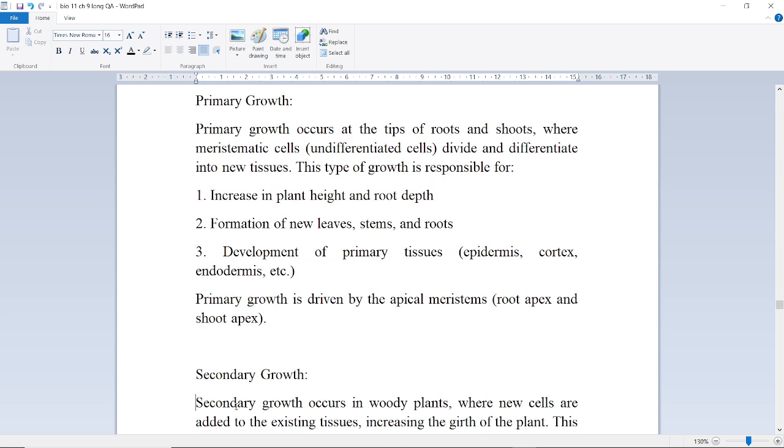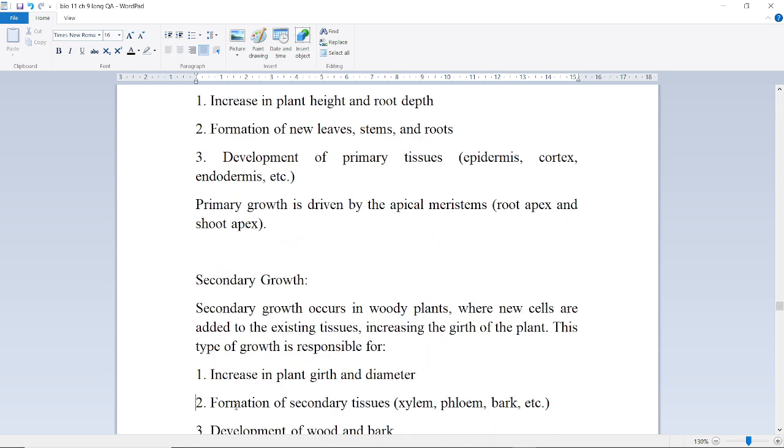Next is primary growth. Primary growth occurs at the tip of root and shoot, where meristematic cells, undifferentiated cells, divide and differentiate into new tissue. This type of growth is responsible for increase in plant height and root depth, formation of new leaves, stem, and root, and development of primary tissues: epidermis, cortex, and endodermis. Primary growth is driven by apical meristems, the root apex and shoot apex. Next is secondary growth.